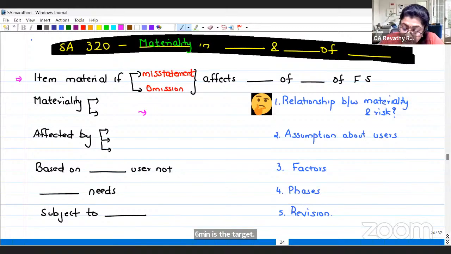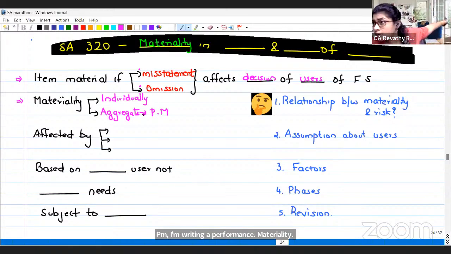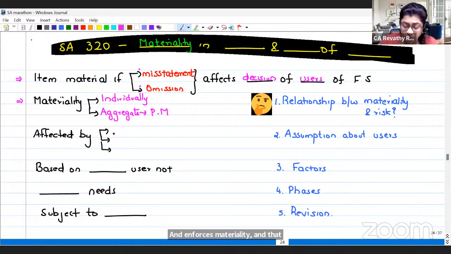Okay, can we start? An item is material if its misstatement or omission affects the decision of users of FS. Now we just said materiality can be either individually or in aggregate. Aggregate materiality is in other words called PM, performance materiality. It depends upon the nature, size, or both.